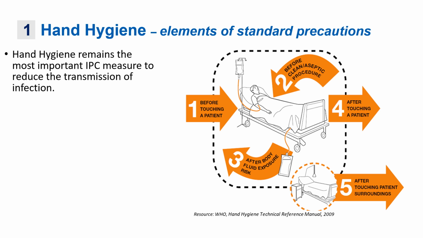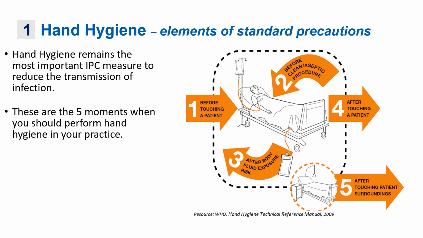Let's talk about hand hygiene. Hand hygiene remains the most important infection control measure to reduce the transmission of infection. There are 5 moments where hand hygiene should be practiced, and this includes before touching a patient and after touching a patient, before and after any activities that involve blood and body fluid, and after touching a patient's surroundings.